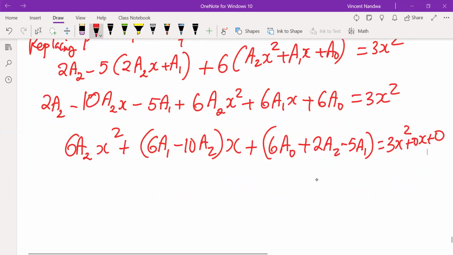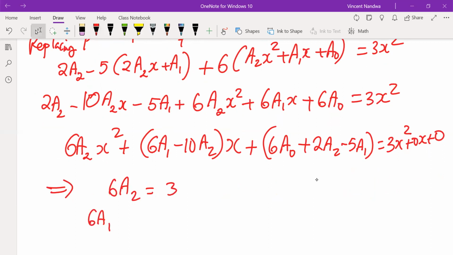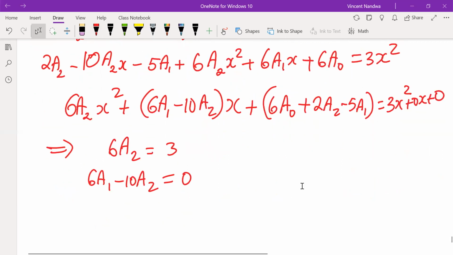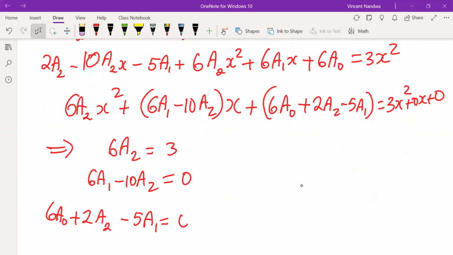So that then I compare coefficients. 6a2 will be the same as 3. 6a1 minus 10a2 the same as 0. And 6a naught plus 2a2 minus 5a1 equals 0.